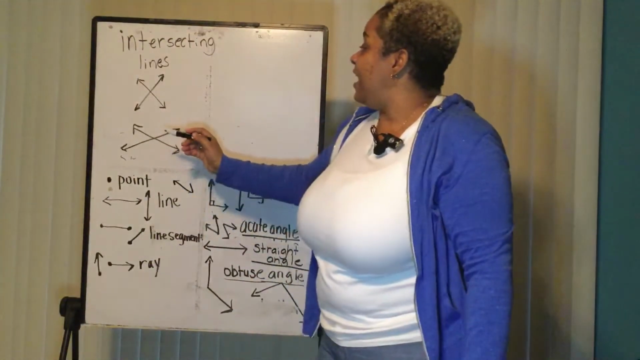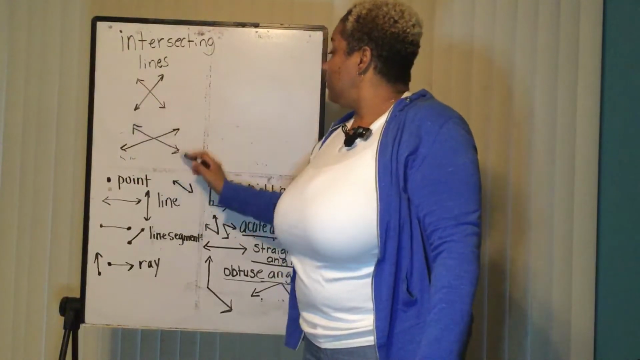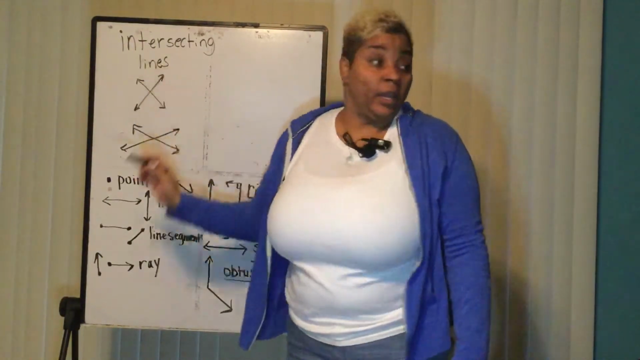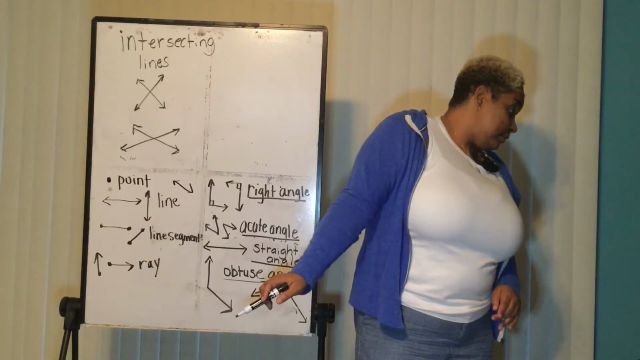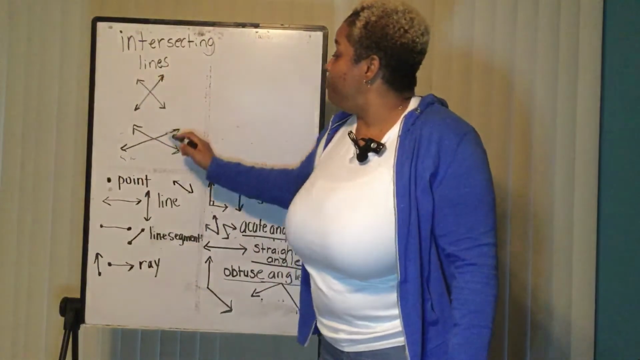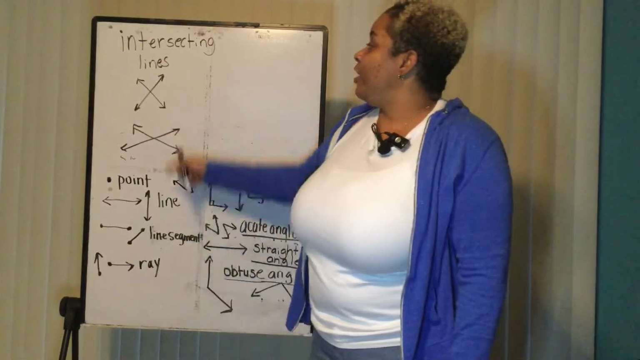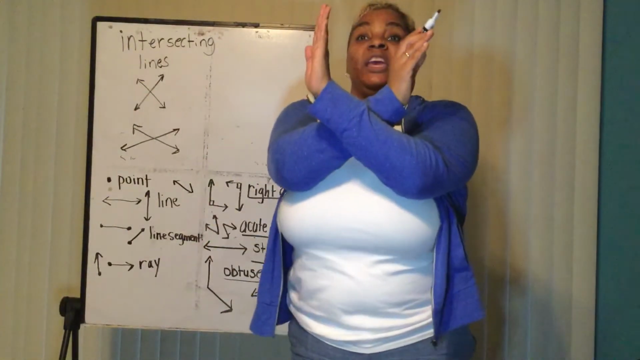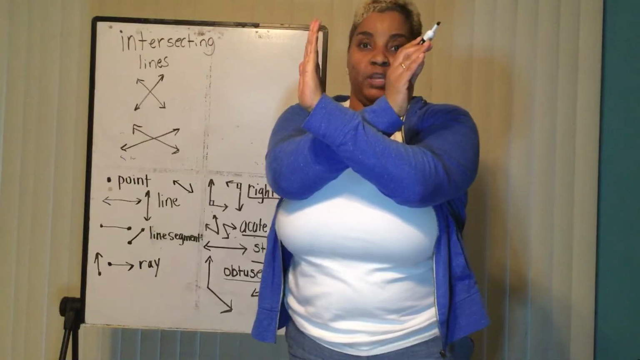So look at these lines. They're crossing. Those lines are crossing. They're meeting each other right there in the middle. So draw your intersecting lines. Do it with me. Intersecting, meet or cross. Great job.